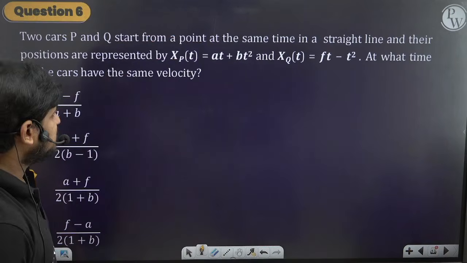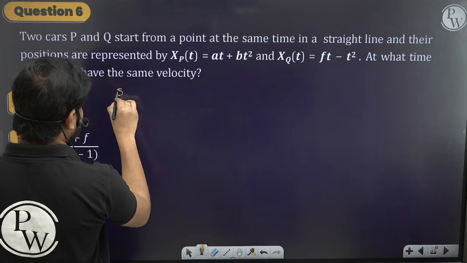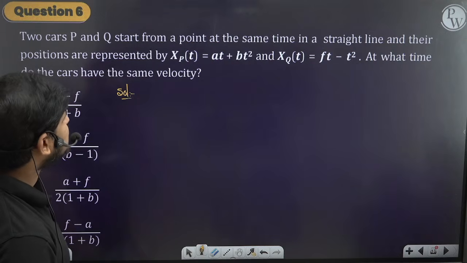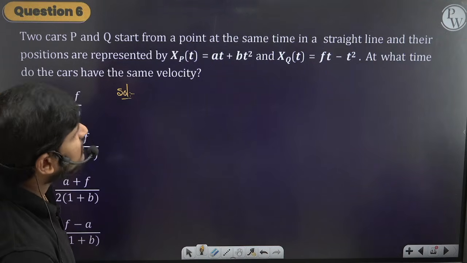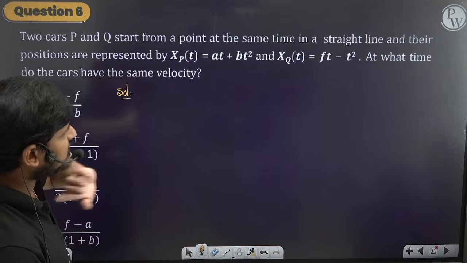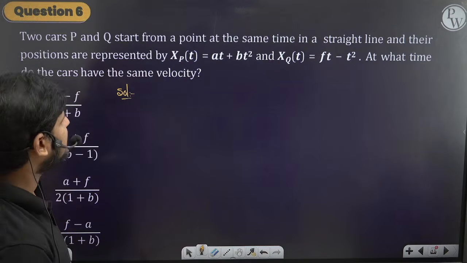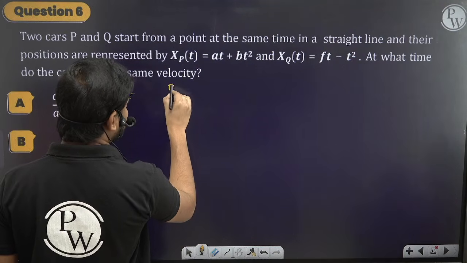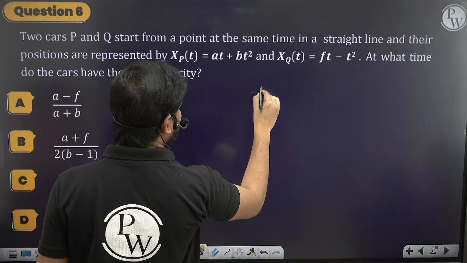So let's take one question, which is a previous year NEET question. Two cars P and Q start from the same point at the same time in a straight line. So they are moving in a straight line and their positions are respectively given. Let's suppose car P is here, and let's suppose car Q is here.